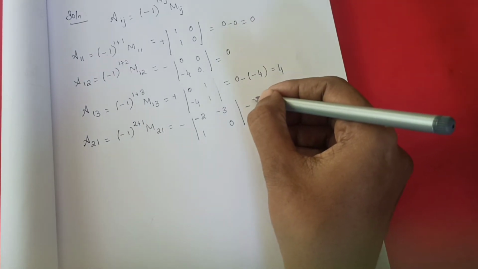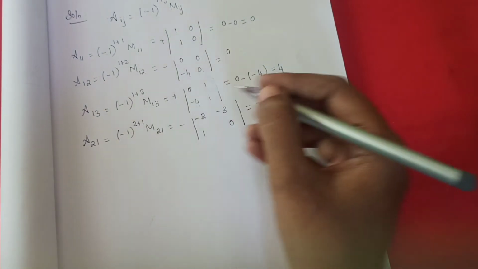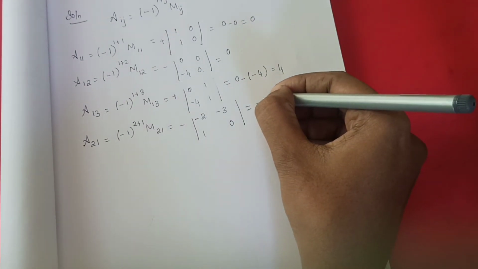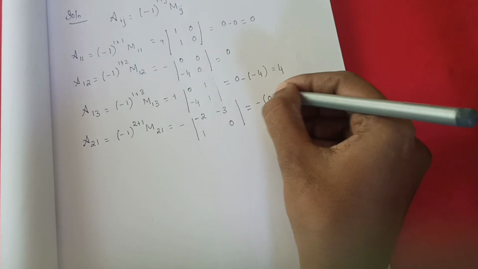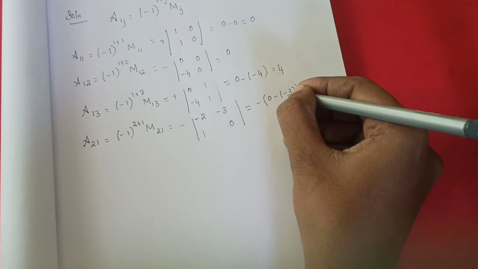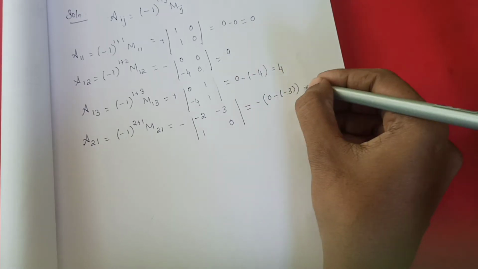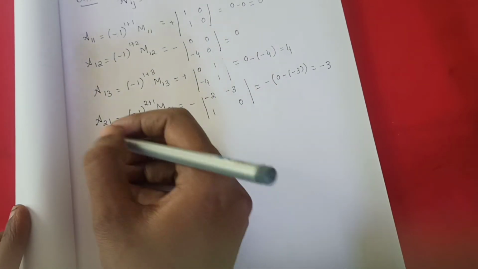So what will you get? Minus is there. Minus will get. 2 into 0 is 0. Minus of minus 3. So here minus into minus is plus, here the outside minus. That's equal to minus 3. Very carefully you need to do the symbol only, otherwise you will make a mistake.